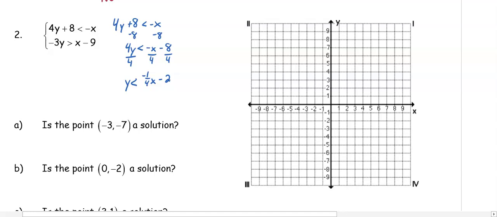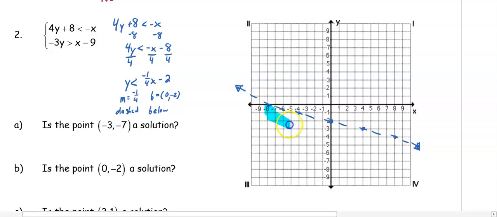Now if I look at the equation, the y is by itself, so we can find our slope and our y-intercept. Our slope is what's in front of the x, so it would be negative 1/4. Our y-intercept is the number by itself, so 0, negative 2. Because this is a less than sign, we would have a dashed line, and we would shade below. To graph our line, we're going to go to negative 2 on the y-axis. We're going to use the slope of down 1, right 4. To go the other direction, we can go up 1 and left 4. Then we're going to make a dashed line to connect our points and add arrows at the end of each line.